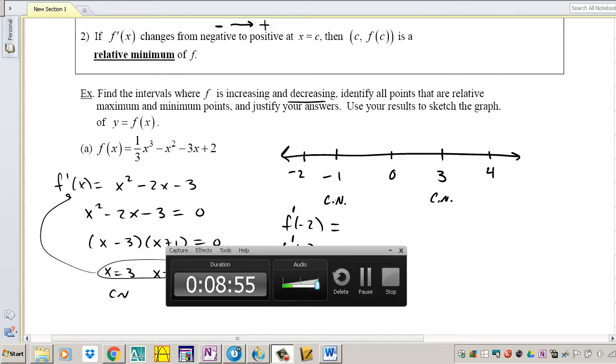I'm running out of time, so I'm going to continue this problem in the next video. In this problem we'll be doing the first derivative test, and we'll be finding out the max and mins as well. So we're going to be determining increasing, decreasing, and max and mins in the next video.